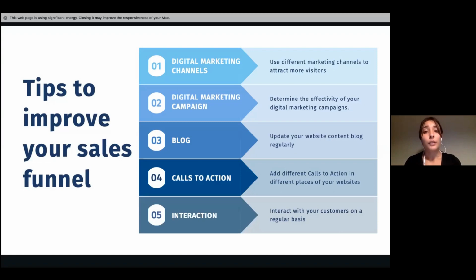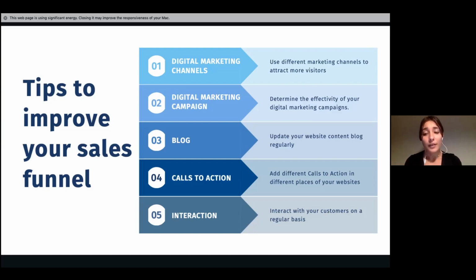Then you should include calls to action. You shouldn't be afraid to include as many calls to action as you think necessary, because you should add them in different places of your website, so the user can see what they have to do. People need to know what they have to do in order to do it. So you need to tell them what to do. It could be learn more, discover more, make a call, book an appointment. It could be anything.